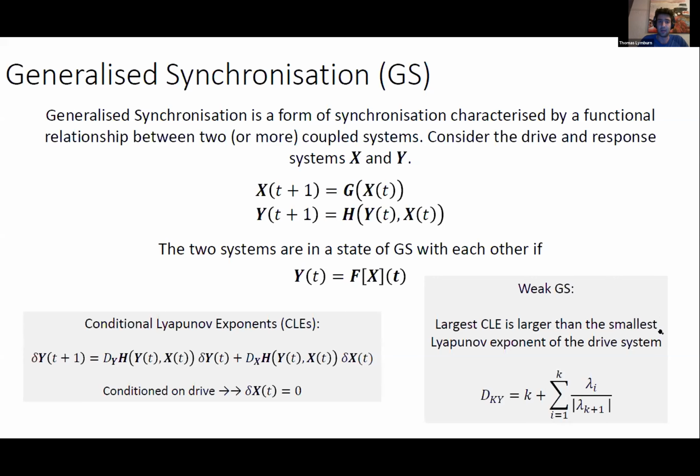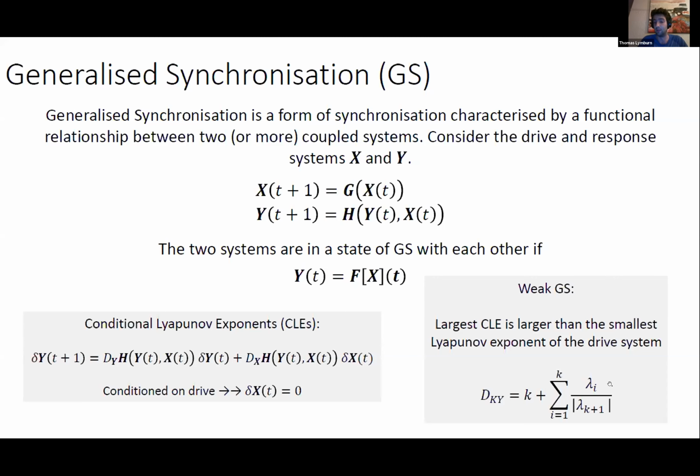And if we think about the Lyapunov dimension of our combined attractor, we can see that if this is the case, then some of the Lyapunov exponents of our response system are going to come into the calculation of the dimension. And so the dimension is actually going to be larger than the dimension of the drive system alone, as opposed to the case with strong GS, where the largest Lyapunov exponents all come from the drive system. And so the dimension of your combined system is just equal to the dimension of the drive system.